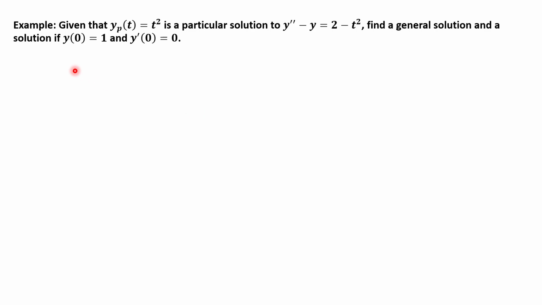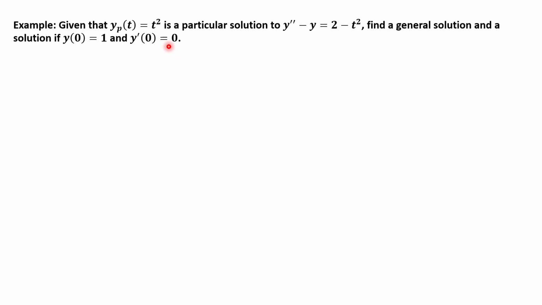So let's work that out here. Given that our particular solution, so y sub p, is t squared, so it's a particular solution to this linear equation, y double prime minus y equals 2 minus t squared, find a general solution. And then also find a solution given some initial values.